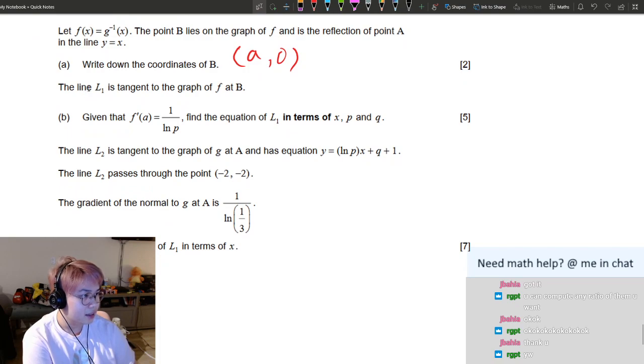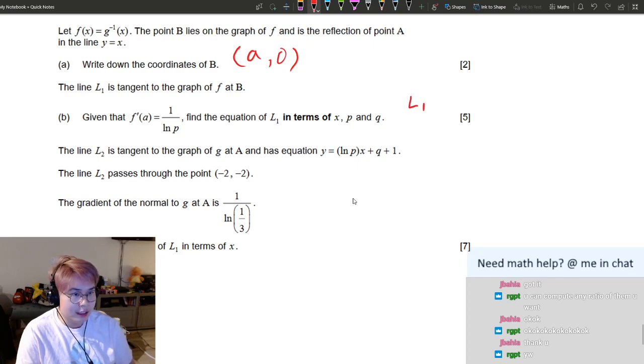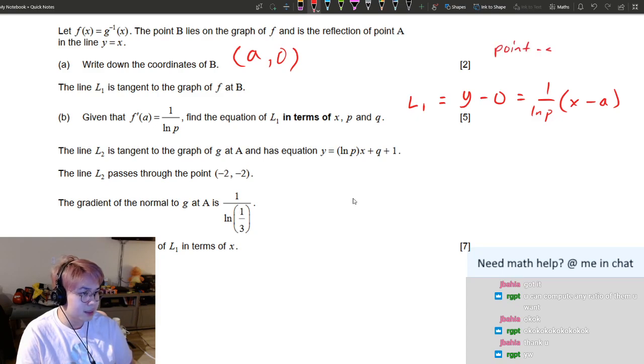And then, let's see, L1 is tangent to the graph at B, given the tangent slope at the x value of A. So then this is the tangent slope at the coordinate B, is 1 over natural log P. Find the equation for line 1 in terms of x, P, and Q. Okay. So I know that line 1 is going to be y minus 0 times the tangent slope, and then x minus a. So this is point slope form.